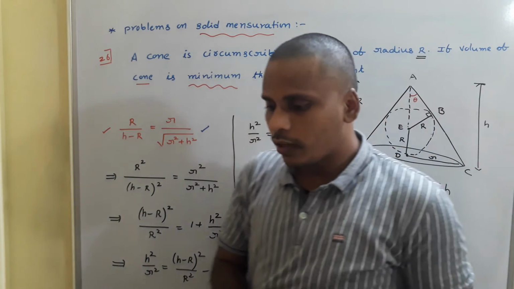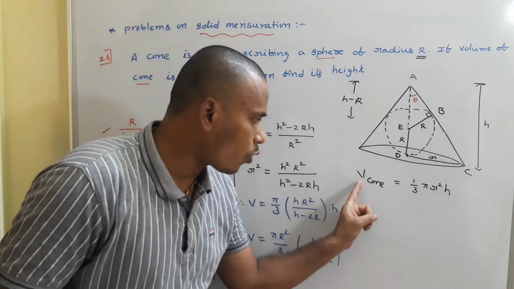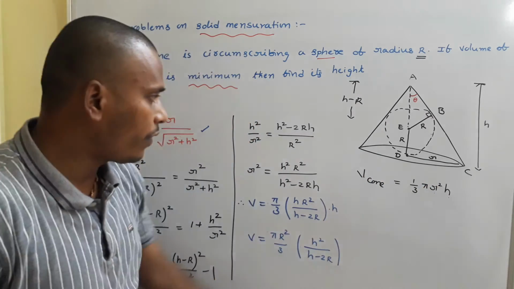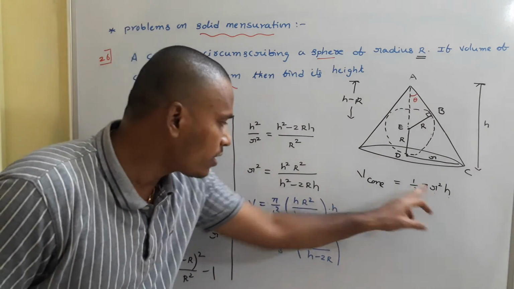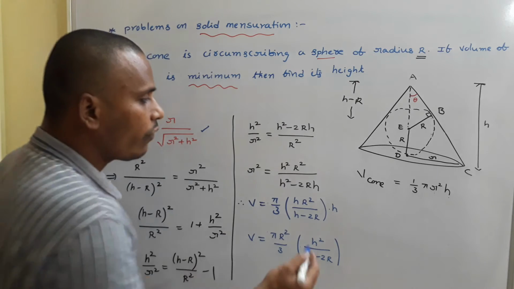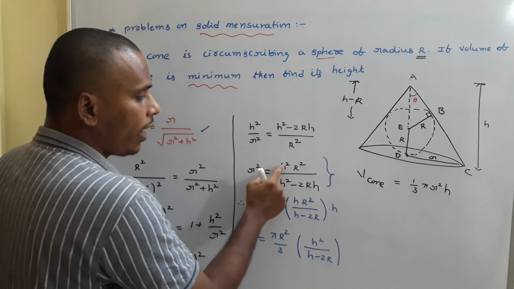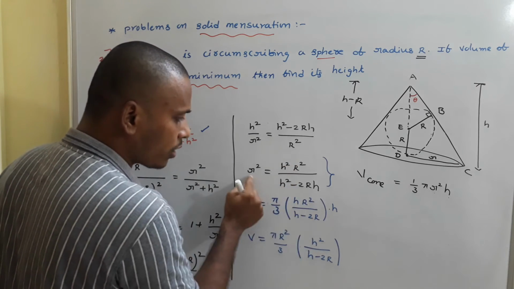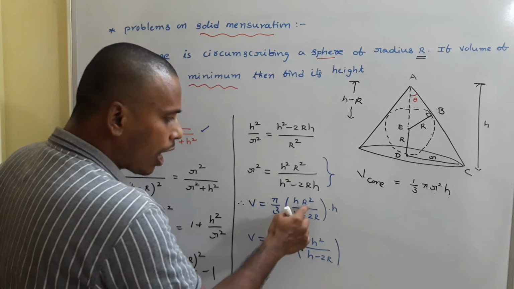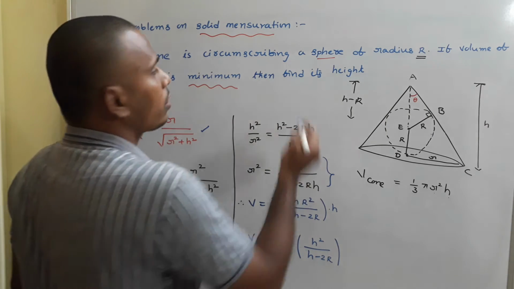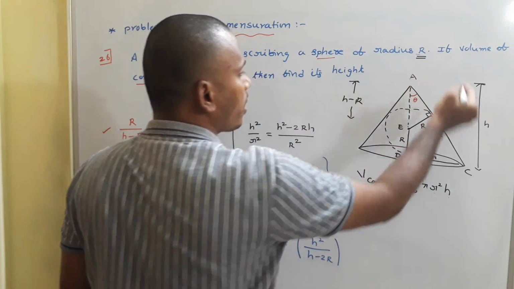But as I mentioned, the volume of the cone is 1/3 pi r square h. We need to express volume in terms of one unknown quantity, and that's why volume is equal to pi by 3. You just separate it and replace this r square with this quantity. When you observe this quantity, there is a chance to take out h as common and cancel. So h R square by h minus 2R, times that h. So this is the volume of the cone. And now see, capital R is a constant, because in the problem itself it is given that there is a sphere of radius R, and so this R is a constant value.